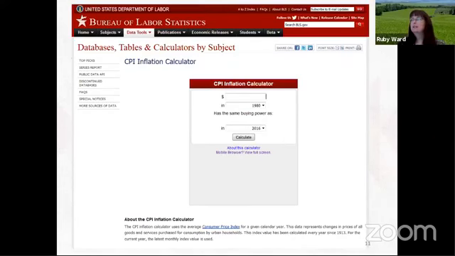So this is what it's going to look like. It's really simple to use. You put in an amount at the top and say what year that was. So I could put in my candy bar for a nickel, and it's going to tell me the value of it in another year, adjusted for inflation.